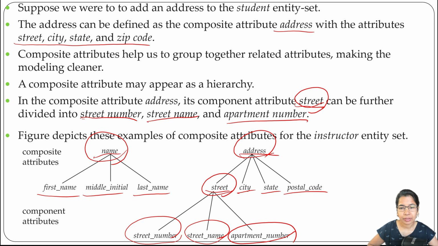I think you guys are clear about simple and composite attributes. If it has a single atomic value, it's a simple attribute. If it is a combination of multiple, if it has subparts, then it's a composite attribute.